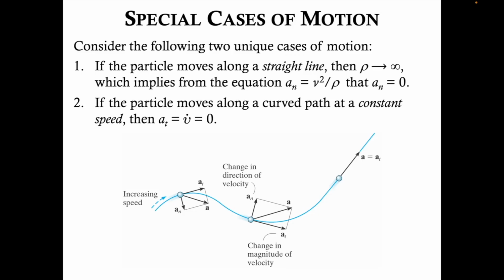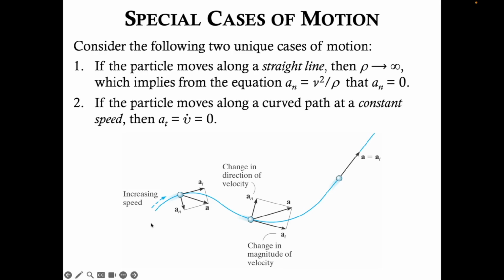If the particle moves along a straight line, then rho approaches or is equal to infinity, which implies from the equation a sub n equals v squared over rho that a sub n would equal 0 for this specific case of straight line motion. There is no normal component of the acceleration if the particle is moving in a straight line. If the particle moves along a curved path at a constant speed, then a sub t, which is equal to v dot, must equal 0, because v dot, or a sub t, representing dv by dt, measures the time rate of change of the particle's speed. If there is no change in the particle's speed, then that a sub t component would have to be equal to 0.